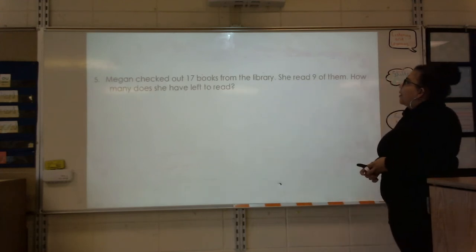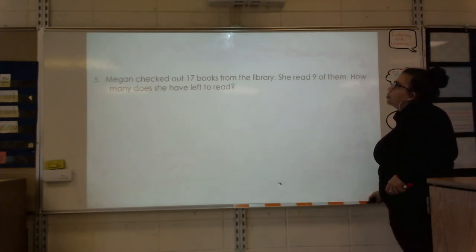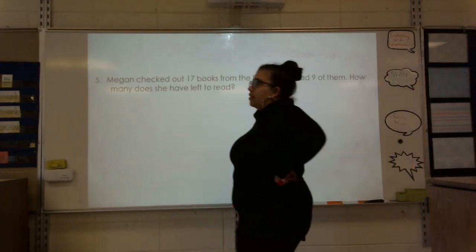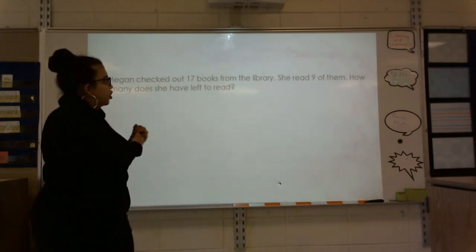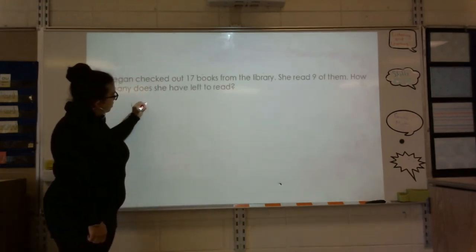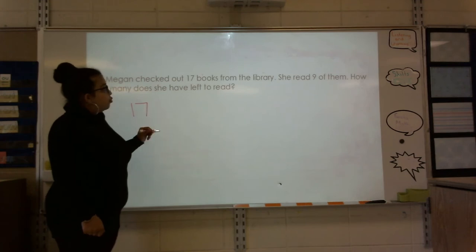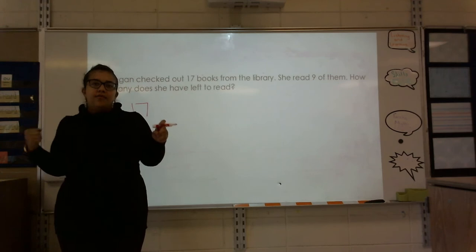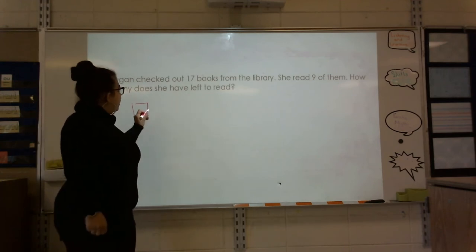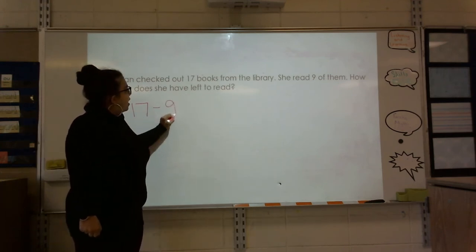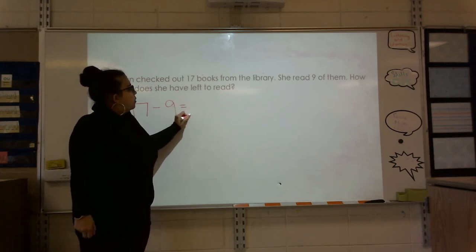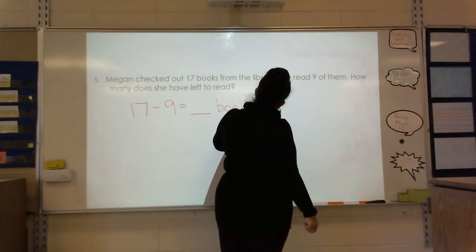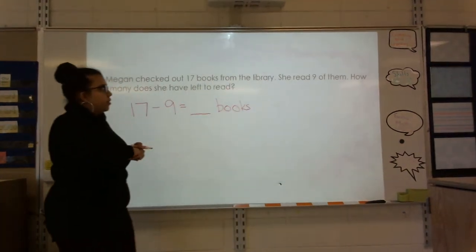Okay. All right, so Megan checked out 17 books in the library. She read 9 of them. How many does she have left to read? Okay, so she had checked out 17 books from the library. She read 9 of them. Is that adding more books or is that subtracting from the pile? That is subtracting. Good. So 17 minus the 9 she already read equals how many books she has left to read.